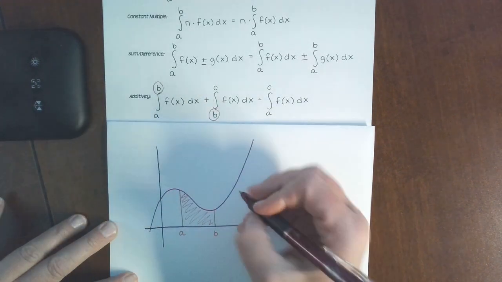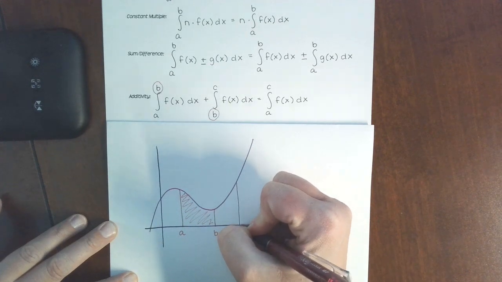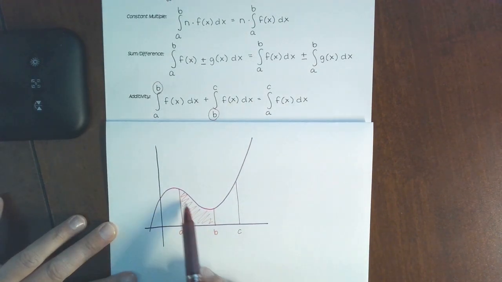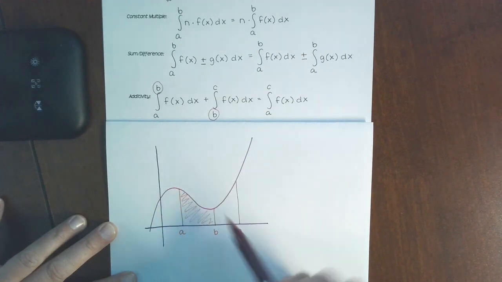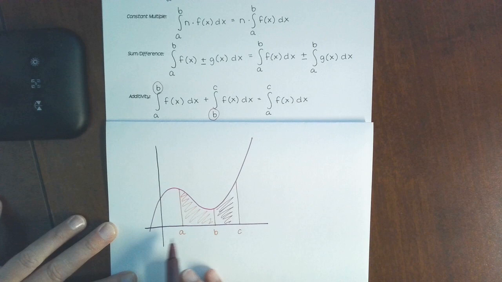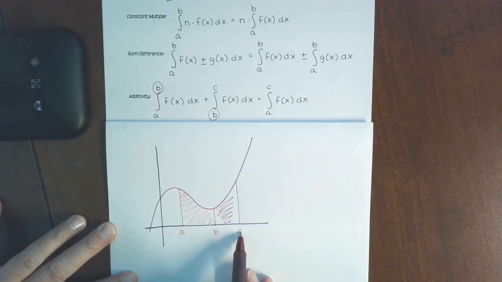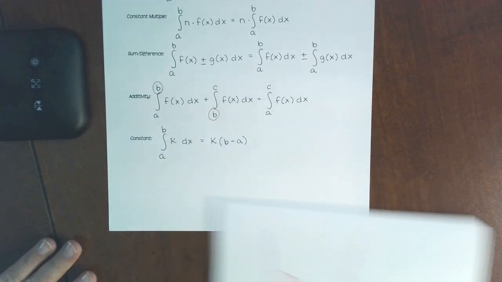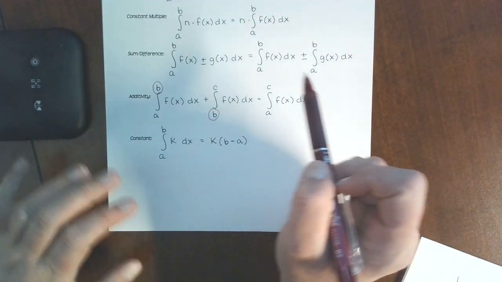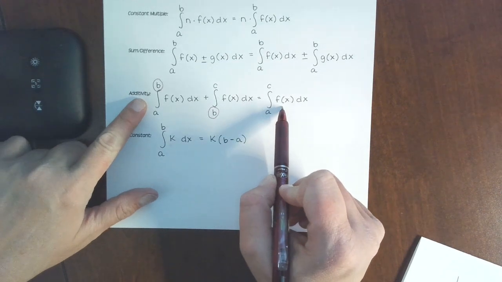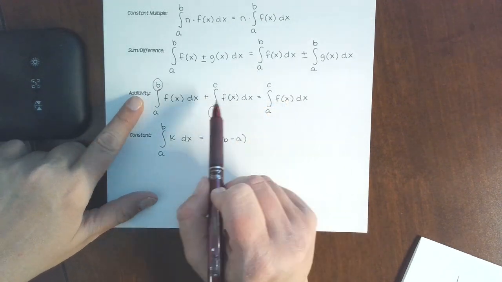So in my picture, C would be something like this over here. And so what we're saying is, if I want to take the area from A to B and add it to the area from B to C, that's really the same thing as just doing the total area from A to C. Okay? We can also use these, so if I knew this area and I knew this area, I could do some subtraction to figure out this area.